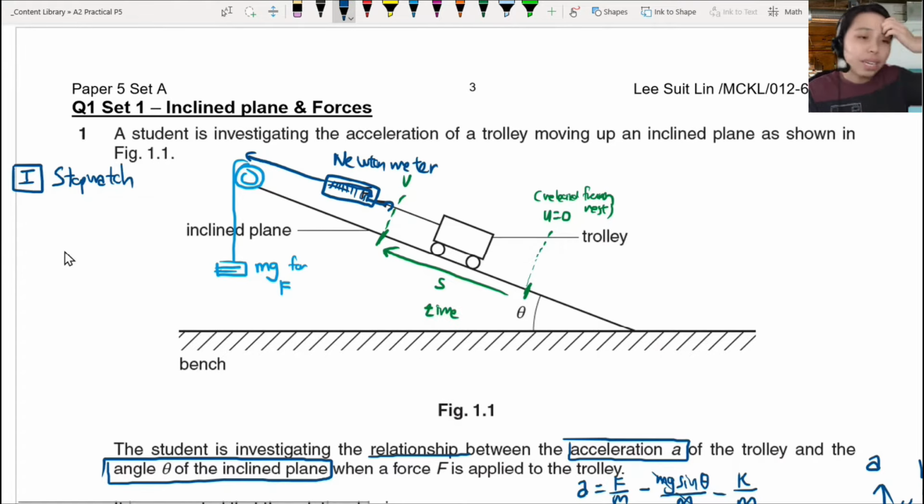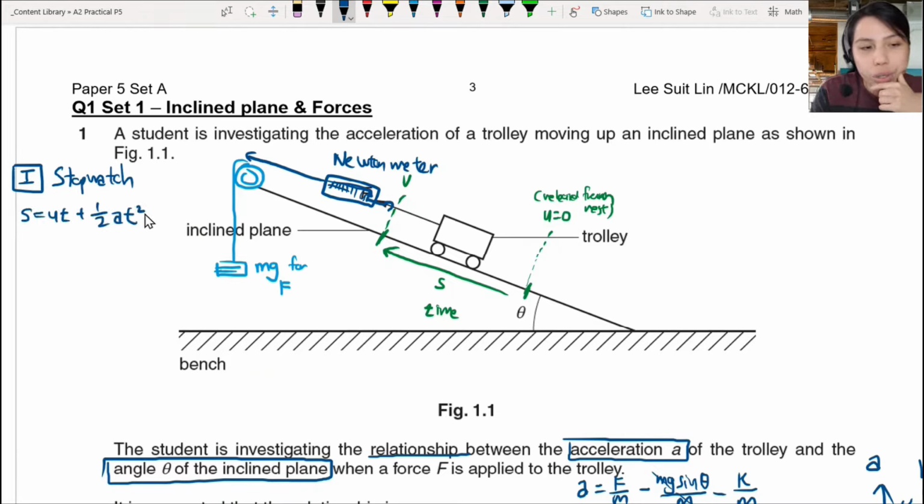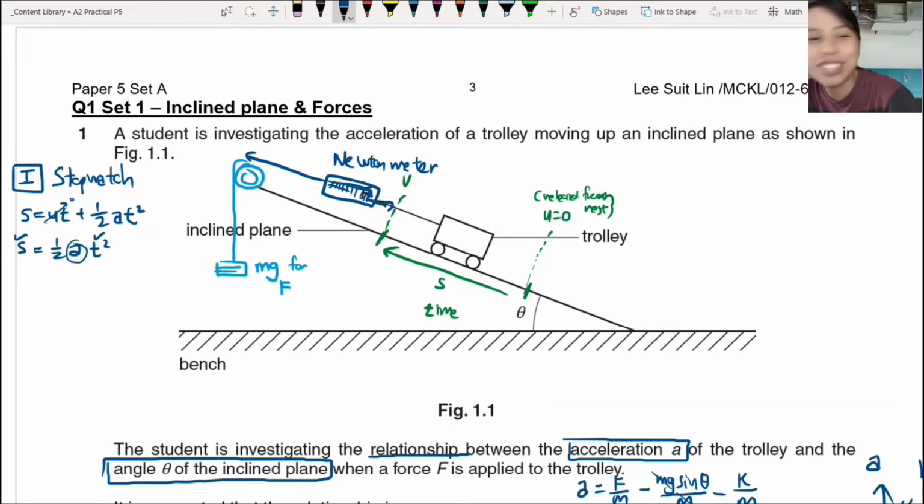So if we think of that, actually there's a SUVAT equation we can use if we make some assumptions. If we assume you start from rest, you release the trolley, it goes up, and at the same time you start your timer, this whole thing is 0. So that means if I know the distance it travels, I can find the acceleration if I know the time it takes to go from here to here. I know this, I can find acceleration. So this is one method.